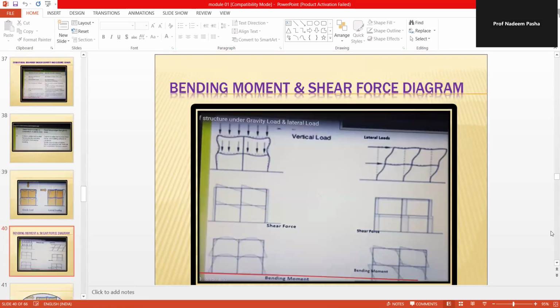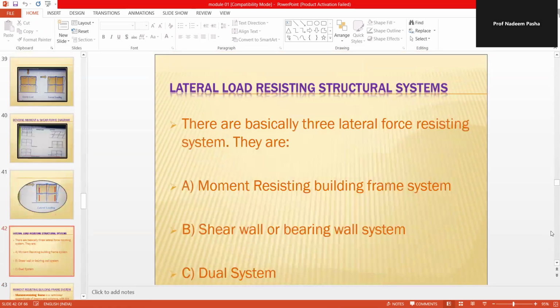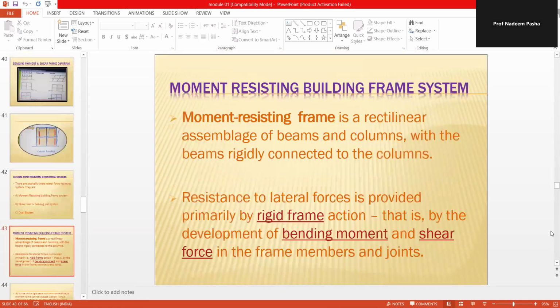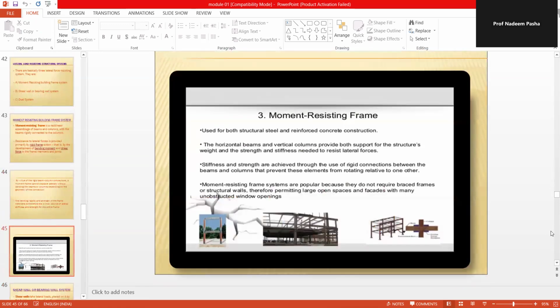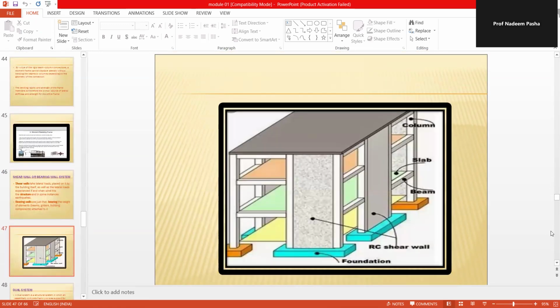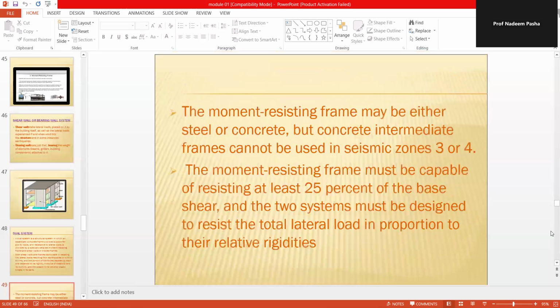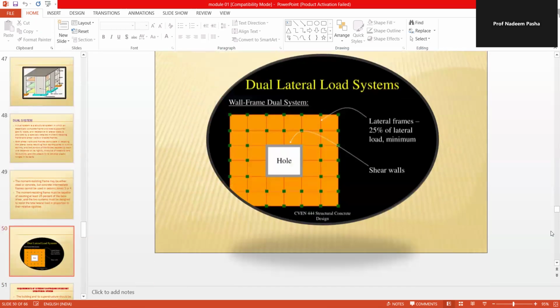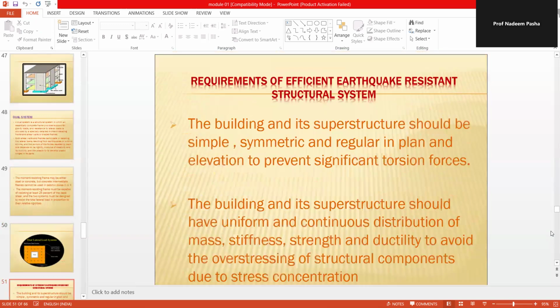Gravity load is lateral loading, bending moment, shear force. After that, we have studied the lateral load resisting system, which consists of moment resisting building frame system, shear wall or bearing wall system, and dual system. Dual system is the combination of the above two. Let's see here, and the whole shear walls are present. The lateral frames, 25% lateral load minimum is reduced.